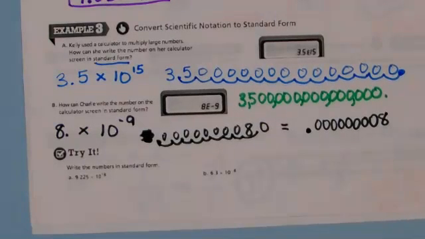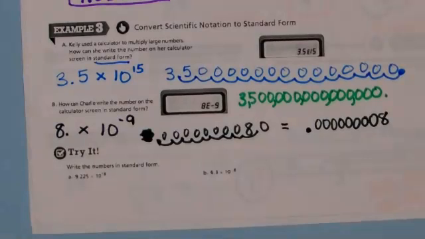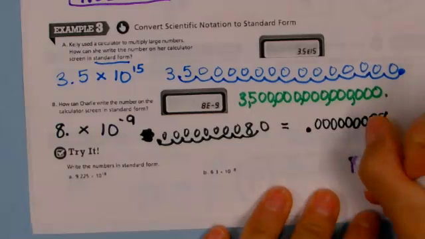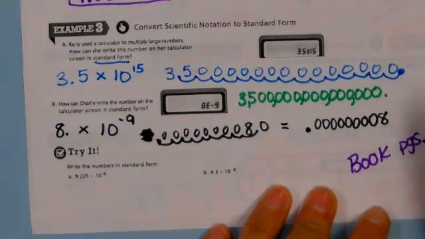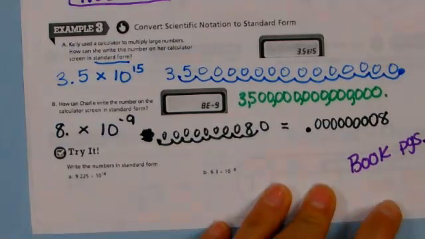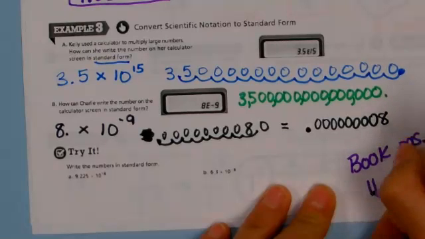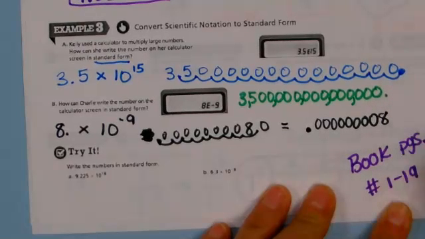Okay, hopefully this is helpful for you. Again, there are some try-its underneath there that you can do. If you have me for class, our assignment today is in our book, and we are going to be working on pages 62 through 64 and numbers 1 through 19.